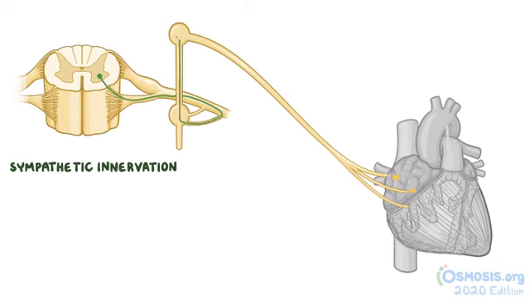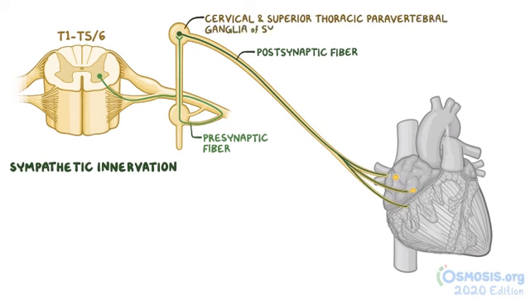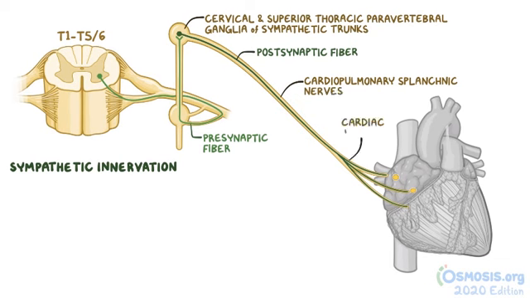Sympathetic innervation is from presynaptic fibers with cell bodies found in the superior 5 to 6 thoracic segments of the spinal cord, and postsynaptic sympathetic fibers with cell bodies in the cervical and superior thoracic paravertebral ganglia of the sympathetic trunks. Postsynaptic fibers travel across cardiopulmonary splanchnic nerves, and the cardiac plexus, ending in the SA and AV nodes. And they also have connections with the terminations of parasympathetic fibers on the coronary arteries.